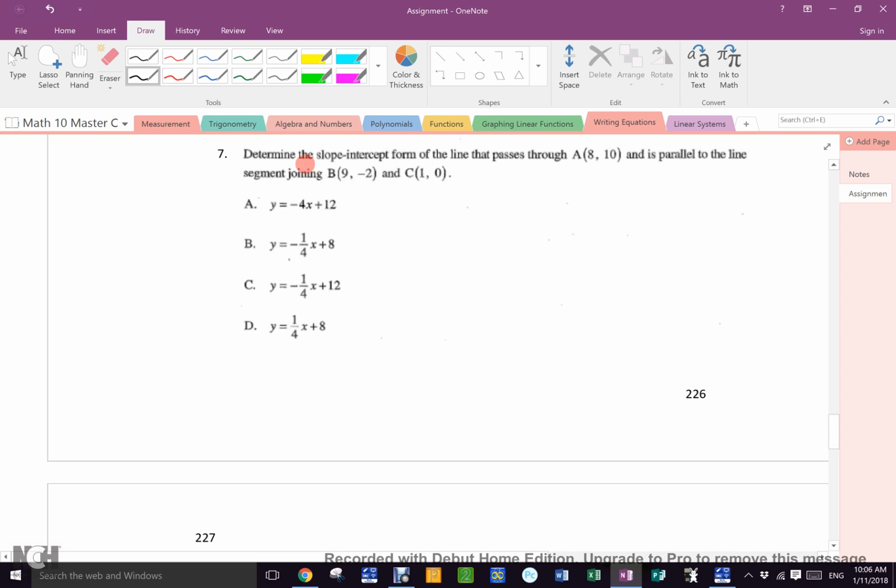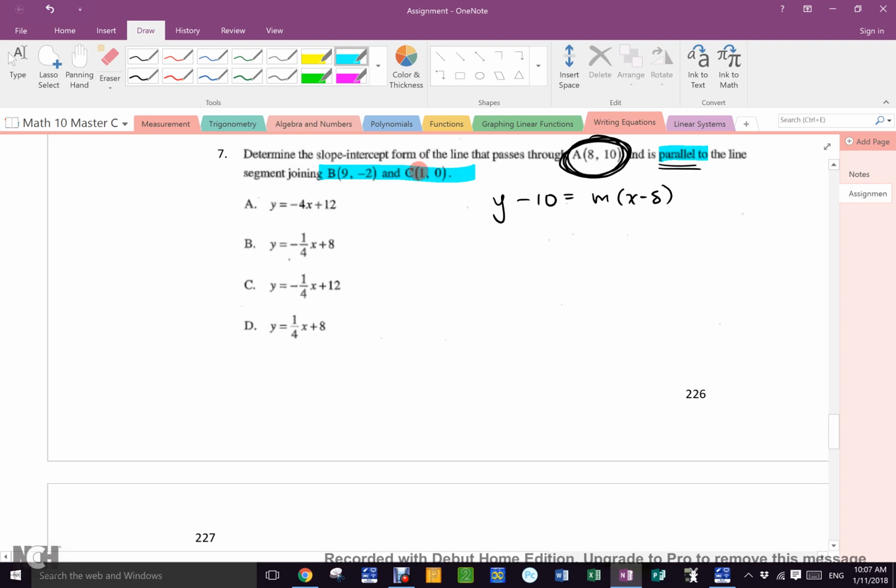Okay. So, I need the slope-intercept form of a line going through there, and that's parallel to that. So if I'm going through there, that's a point, right? So if I know the slope, I know point-slope form, don't I? But I need slope-intercept, so all I would do is convert, right? So let's get the point-slope form. I know it's y minus 10 equals m times x minus 8, correct? Because that's the point. Agreed? All I need is the m. How do I find the m if I know that it's parallel to that?